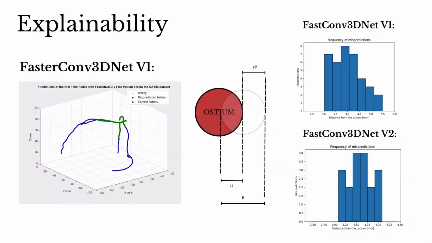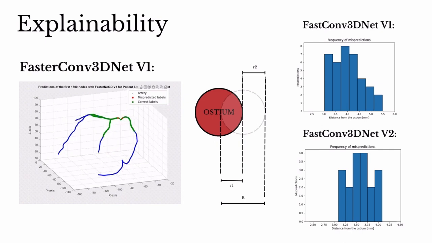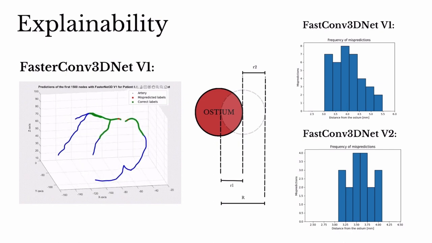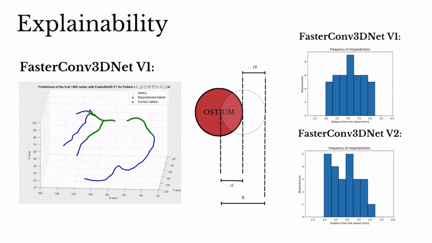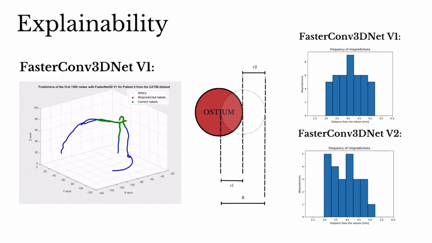For explainability, we predicted by sampling cubes moving from the ostium node forward. Notably, mispredictions are focused on the ostium region's boundary. This is expected since the volumes at this interface contain information related to the ostium due to their dimensions.